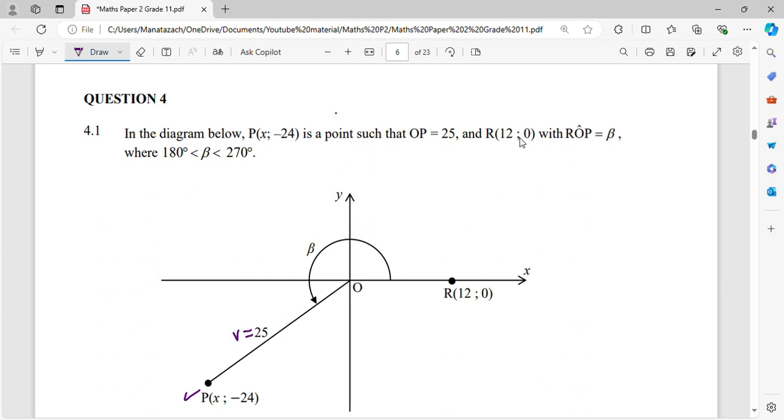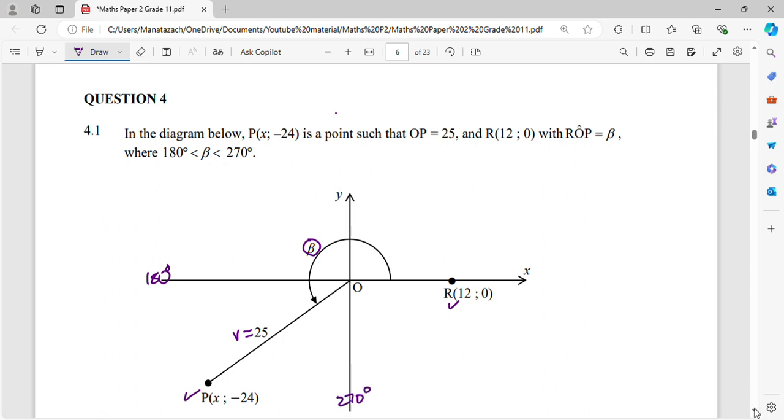R is the point on the x-axis over here. ROP is beta, then you have angle beta over here, where beta is between 180 and 270 degrees. So that should be straightforward. 180 is over here, and then 270 degrees is over here.